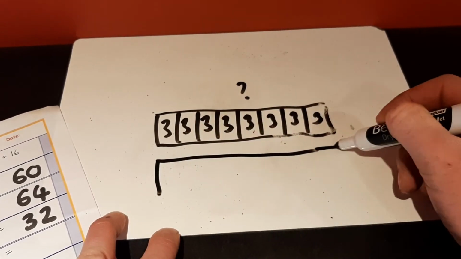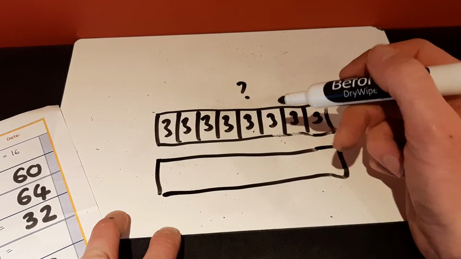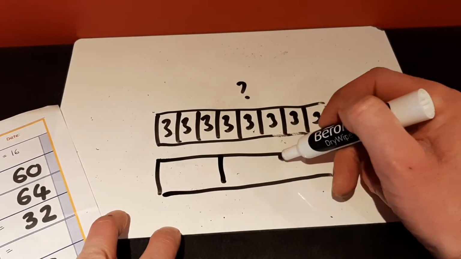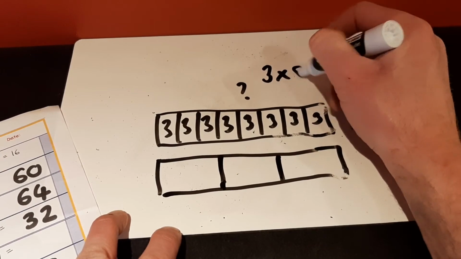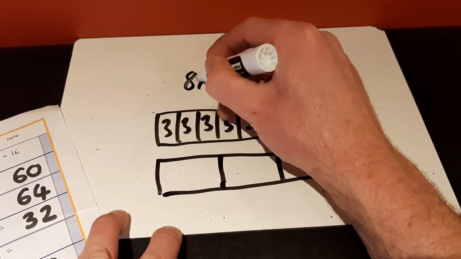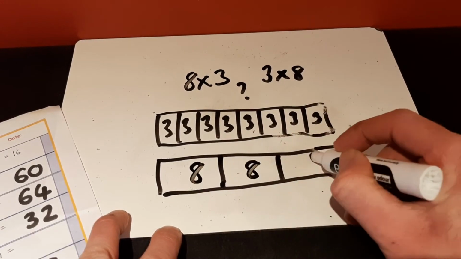Another way of viewing it is because multiplication can be commutative, or is commutative, it would be the same. So 3 lots of 8 would be the same as 8 lots of 3. So 8, 8, 8.